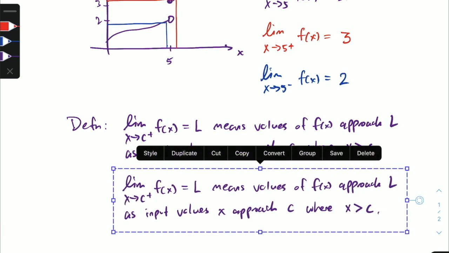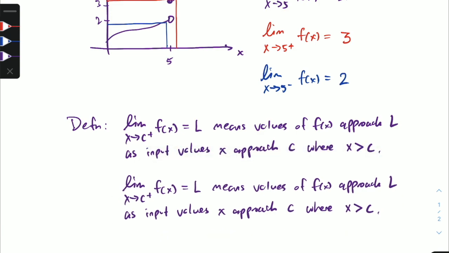In a similar fashion, the left limit is going to use the superscript minus, and the x values are going to be less than c. The inputs are going to be less than c. So this is the left limit, the limit from below, and this first definition is the right limit.